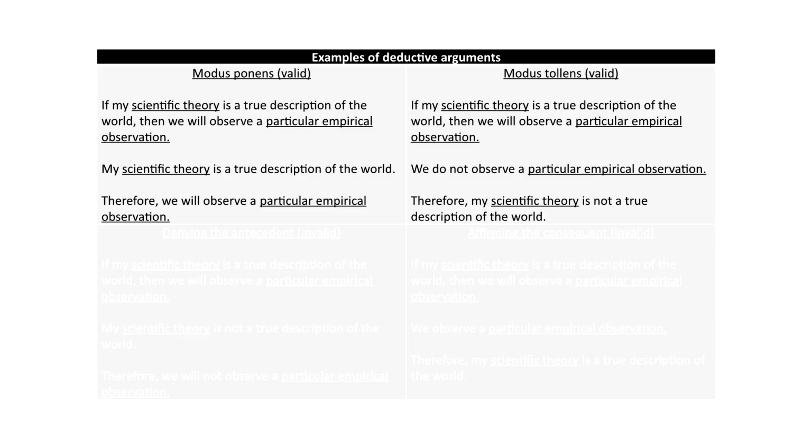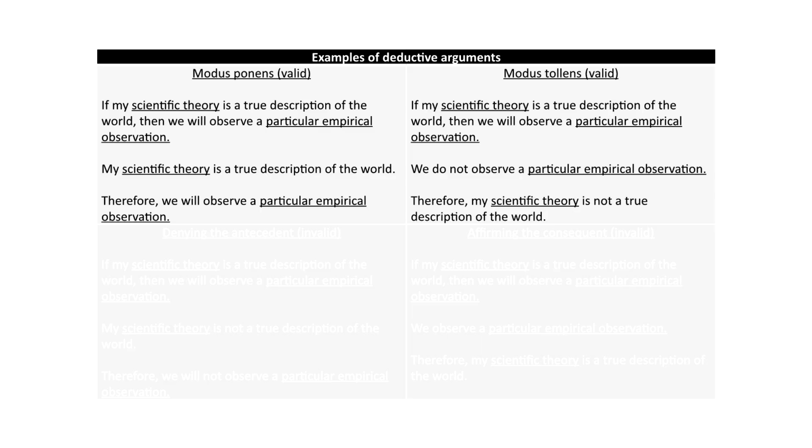Another form of valid deductive argument is what is called modus tollens. This one is slightly different, and in fact, much scientific testing comes using this type of deductive argument, particularly when we've got established theories that make predictions. We use modus tollens to test those. So in this structure, it goes as follows.